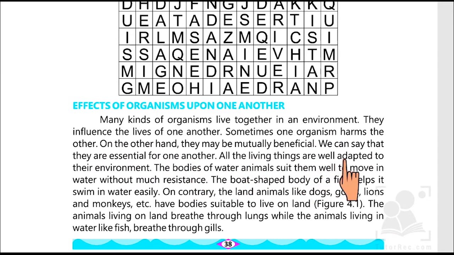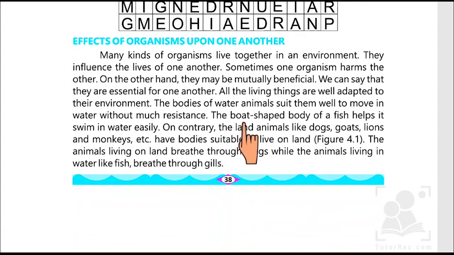All the living things are well adapted to their environment. The bodies of water animals suit them well to move in water without much resistance. The boat-shaped body of a fish helps it swim in water easily. On the contrary, the land animals like dogs, goats, lions, and monkeys, etc., have bodies suitable to live on land. The animals living on land breathe through lungs, while the animals living in water, like fish, breathe through gills.